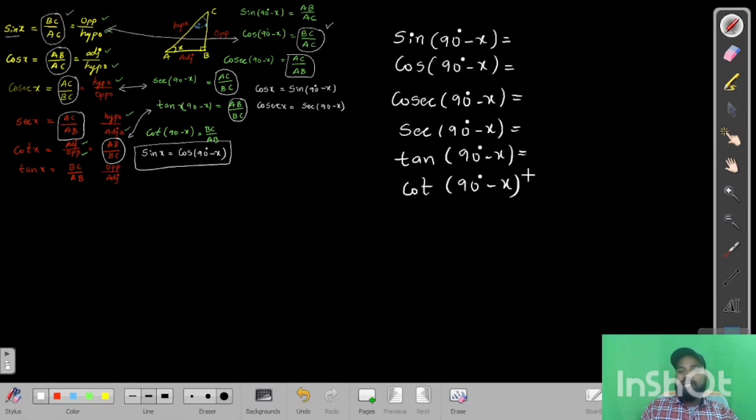So by this explanation, we will clearly write. Sin 90 minus x is AB by AC. What is that? Cos x. Understood? Next, cos 90 minus x. That is nothing but sin x.